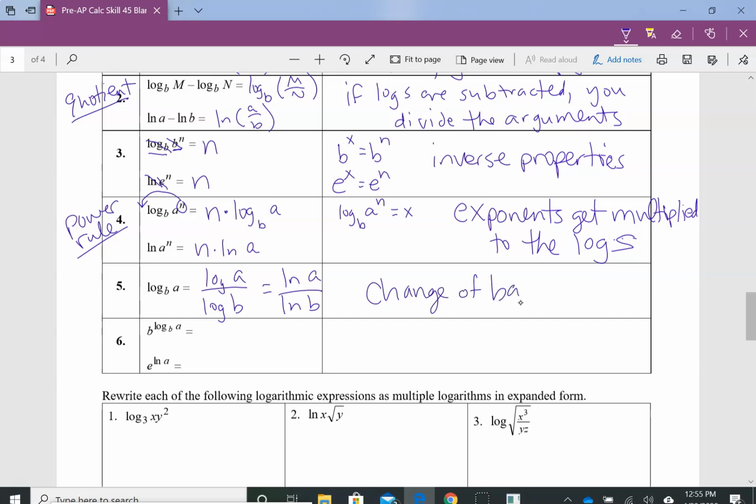And then this one, if you have b to the log base b, those also cancel out, same as e to the natural log. So those are just going to equal a. And those are also inverse properties.